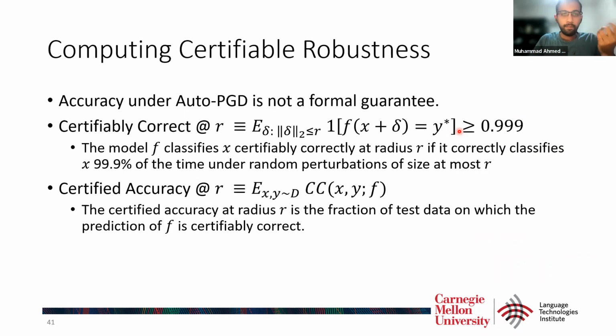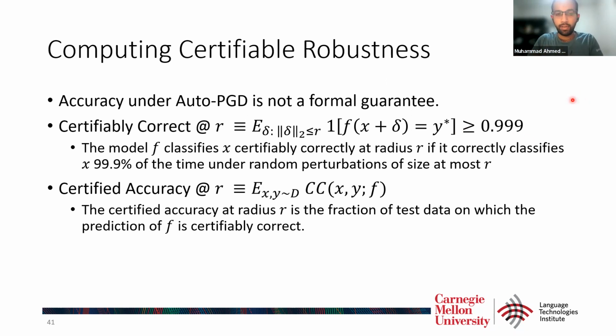Now, auto-PGD is, as I mentioned, an empirical attack, because we conduct this attack and we get some accuracy. So it's an empirical evaluation, but it's not a formal guarantee. And by that, we mean that it's not guaranteed that if tomorrow someone comes up with a better adversarial attack under the same constraints, the model's accuracy will not fall. It doesn't provide any guarantee. But there's a way to arrive at certain guarantees.